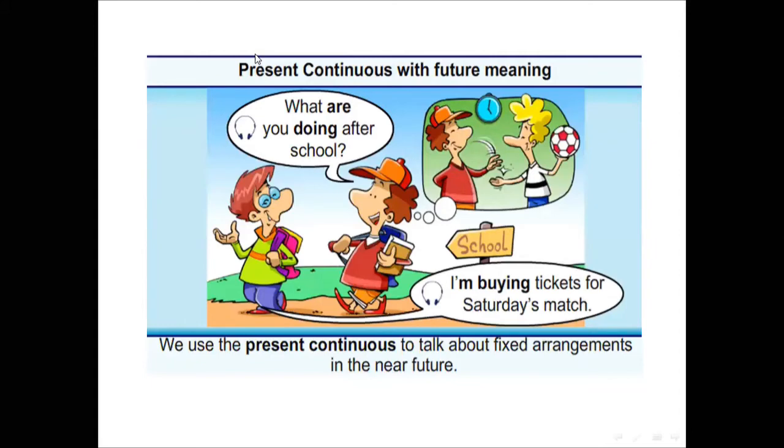Now here, what are you doing after school? I'm buying tickets for Saturday's match. Okay, this is a kind of fixed arrangement for this person. Okay, we use the present continuous to talk about fixed arrangement in the near future.